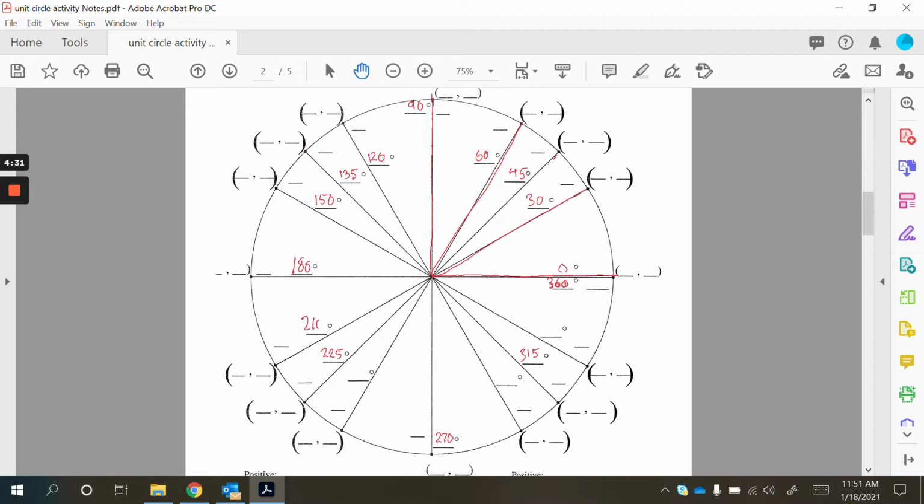Plus another 30 degrees and we get 210. Plus another 30 degrees and we get 240. Plus another 30 degrees, and there's the 270 that we had already figured out. Plus another 30 degrees, and we've got 300. Plus another 30 degrees, we've got 330. Plus another 30 degrees, and we are up at 360.